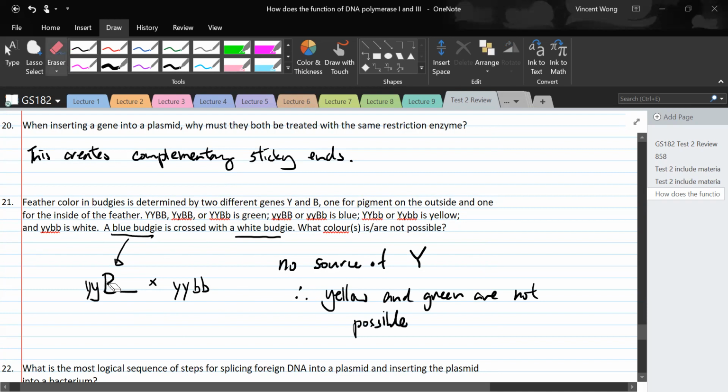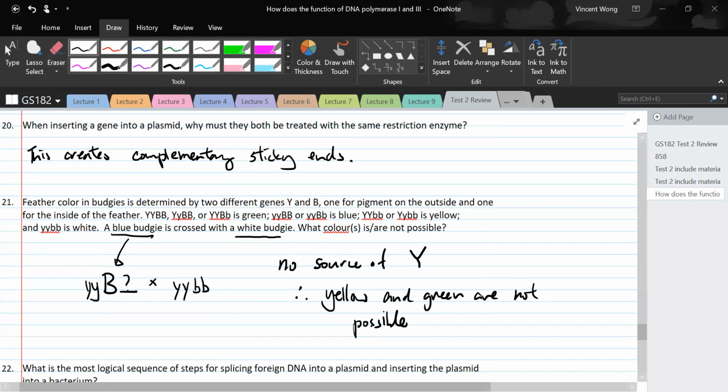Okay, it's possible to make a blue one because we have one big B. It's also possible to make a white one. We don't know what the other one is, right? This one could be a small b. If we knew this was a big B, then you wouldn't get a white one for sure. But this one, we don't know. It could be a big B, it could be a small b. Okay, but definitely not yellow because there's no source of capital Y from either of the parents. And without the big Y, you can't make yellow and you cannot make green. Hope that makes sense.